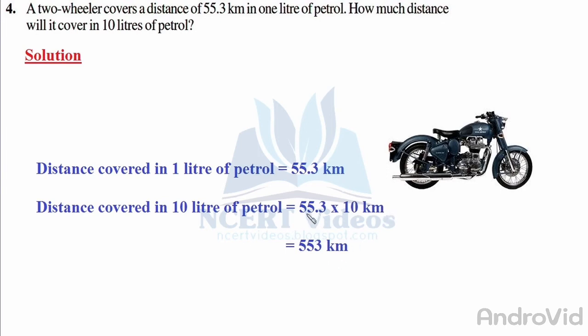Now we wrote it because we are multiplying with 10. That is what we have learned in the previous question as well. You first multiply the thing with 1. So 553 as it is. And count the number of zeros, it is 1, therefore move 1 digit towards the right-hand side. Initially we were here, we moved 1 digit, so we got 553 km. So this two-wheeler will be able to cover a distance of 553 km using 10 liters of petrol. That's fourth.